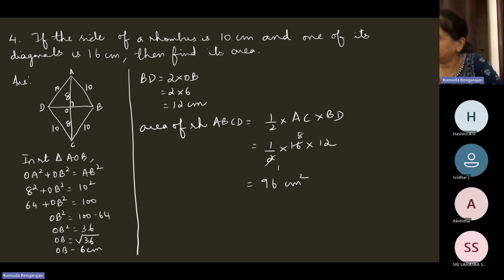Okay, so we have to find the area of the rhombus. We know only two formulae. One is base into height, the other is half d1 into d2. But what information is provided in the question? Side of the rhombus. Side meaning base.